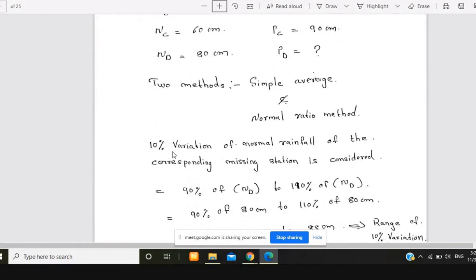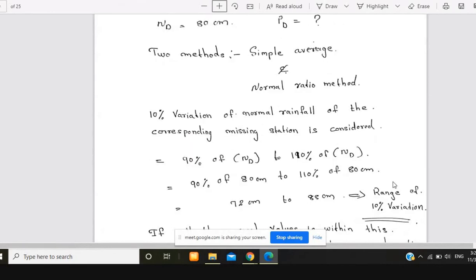So the 10% variation of the data of D station, that is 80 centimeter: we are taking 10% variation, that is 10% less and 10% more. So 90% of ND as well as 110% of ND. Within this range, if our values are coming, we will be taking simple average. But if it is outside of that range, we will be taking the normal ratio method.